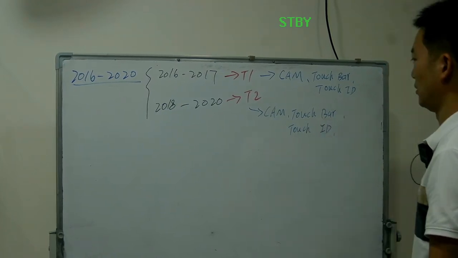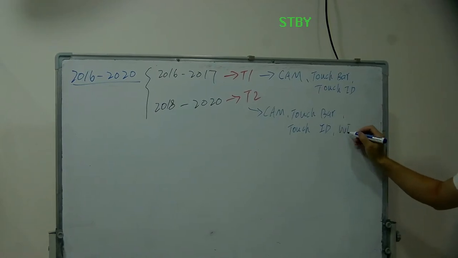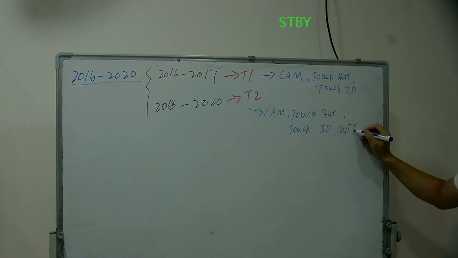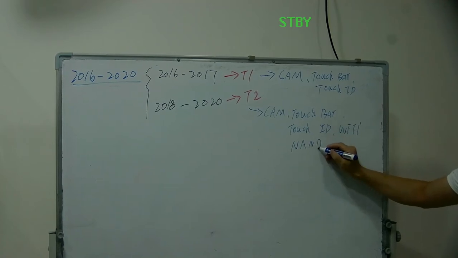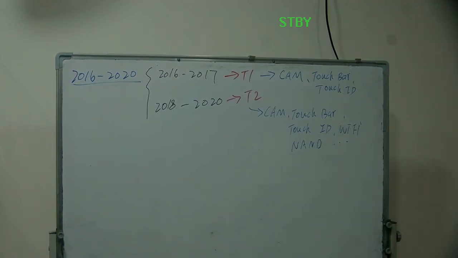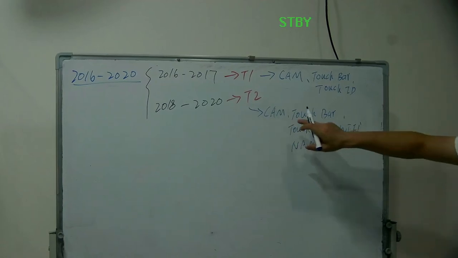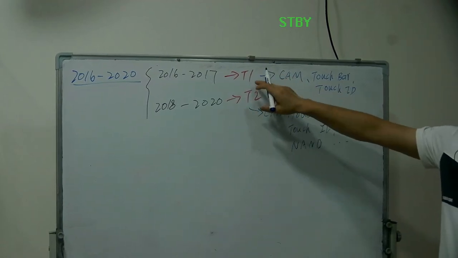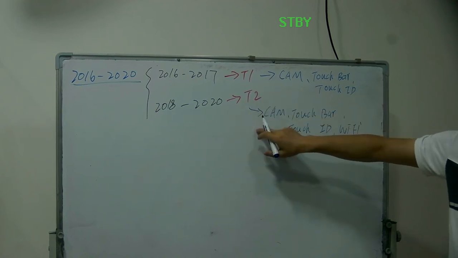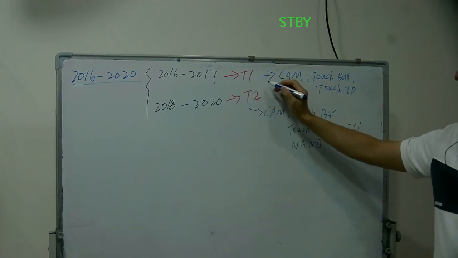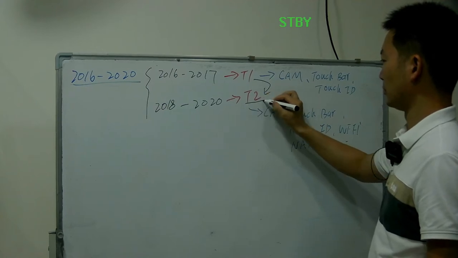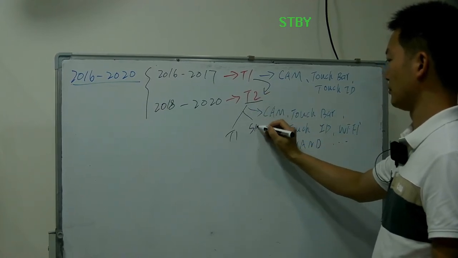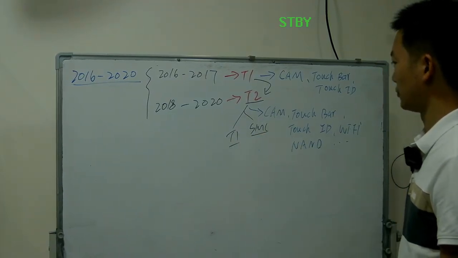and controls the Wi-Fi, the NAND, and other chips. So this is how T1 and T2 are different. The T2 model has the T1 inside the T2. T1 and the SMC are inside the T2. So it's a different model, the T2 model.